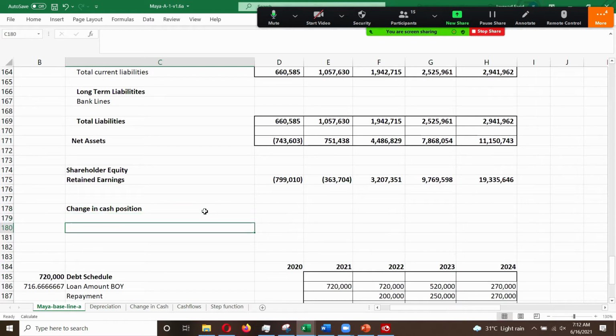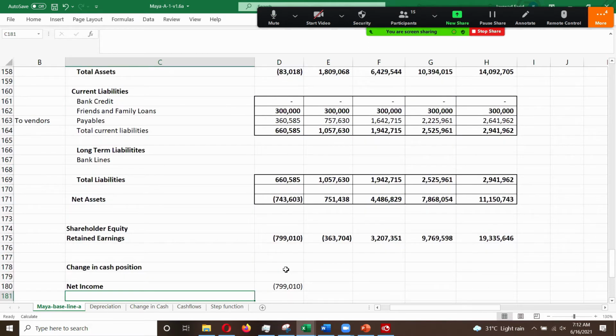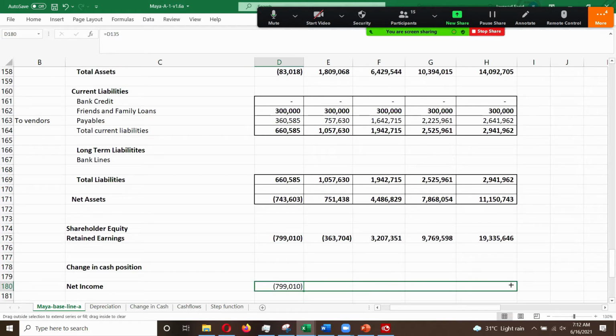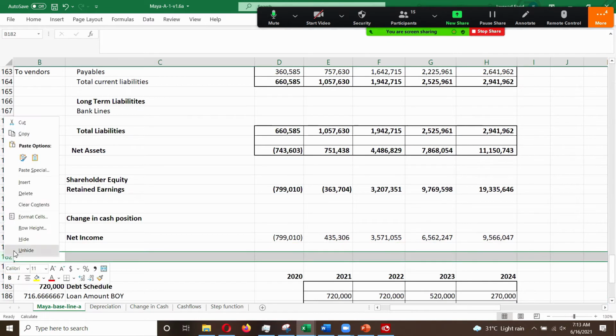The starting point is net income. Let's put this in. So what is the net income figure? Our net income figure is this number here. And we scroll it. There we go. That's one. Then are there any adjustments? No, there are no adjustments.